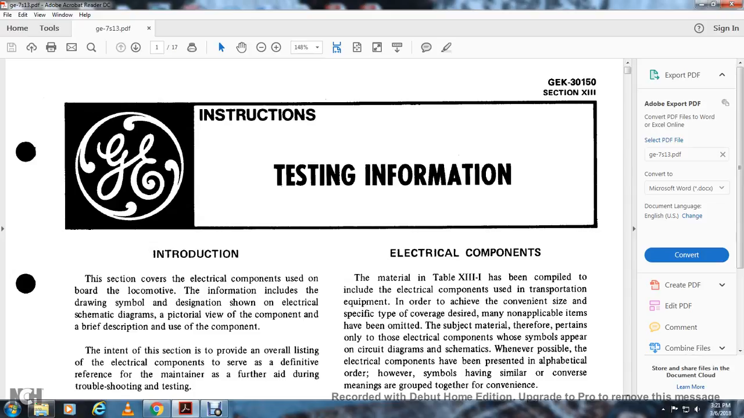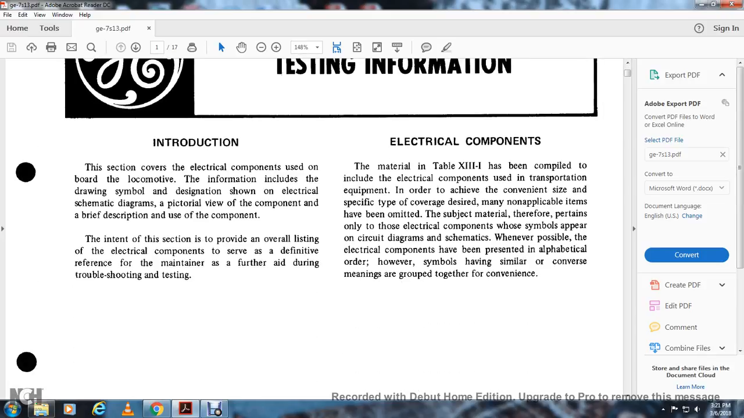The information includes the drawing, symbol, the designation shown with the electrical schematic diagram, pictorial view of the component, and a brief description of the component. The intent of the section is to provide an overall listing of the electrical components to serve as a definite reference for the maintainer, with further aid during troubleshooting and testing.